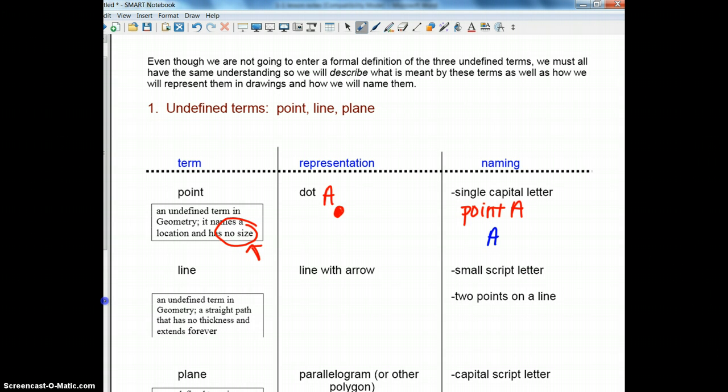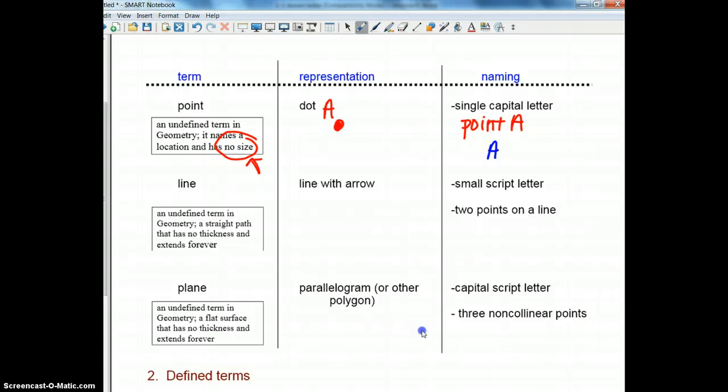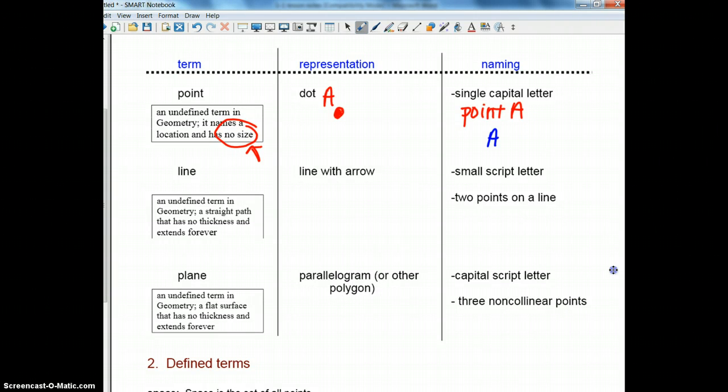If you ever just see a capital letter noted in geometry, it represents a point. Our next term is the line. It's an undefined term again in geometry, and it's a straight path that has no thickness and extends forever. Again, that's where the undefined part comes from. For something to exist but have no thickness, and then this idea of something going on forever, that's not something that our minds can really fathom.